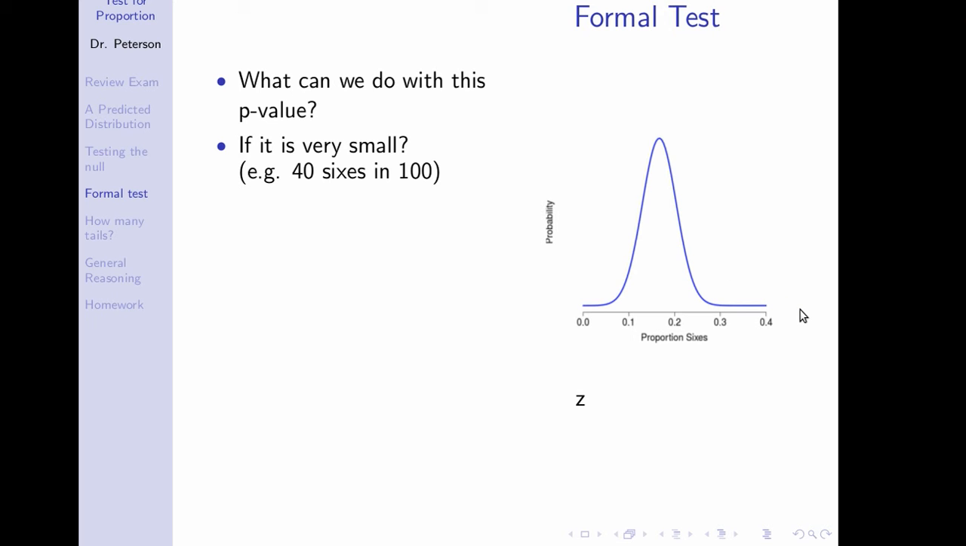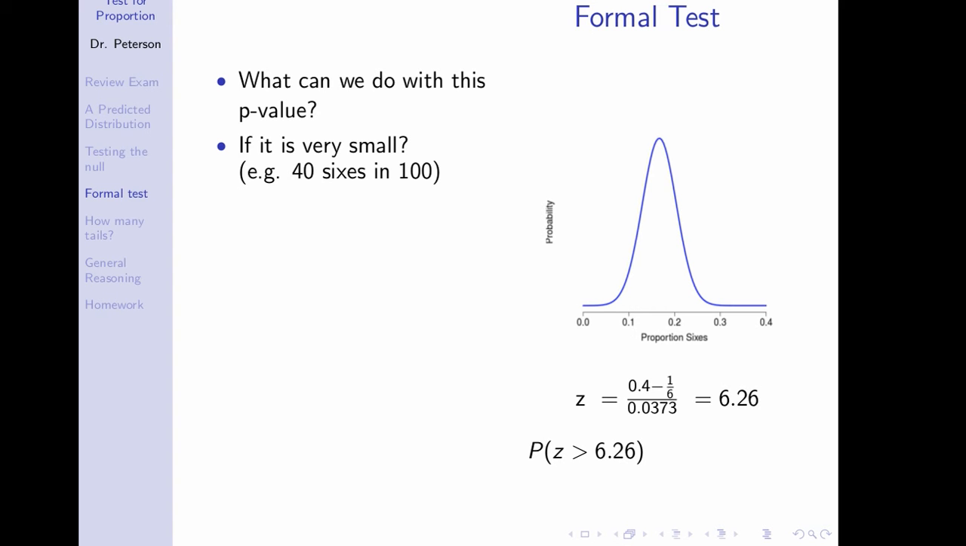So we want to again calculate our z-value, which is going to be our data, 40 out of 100, minus our null hypothesis, 1 in 6, divided by our standard error, which we calculated before is 0.0373. Plug that into a calculator and we get 6.26. So if you remember from the 68, 95, 99.7 rule, that's a really big z-value.